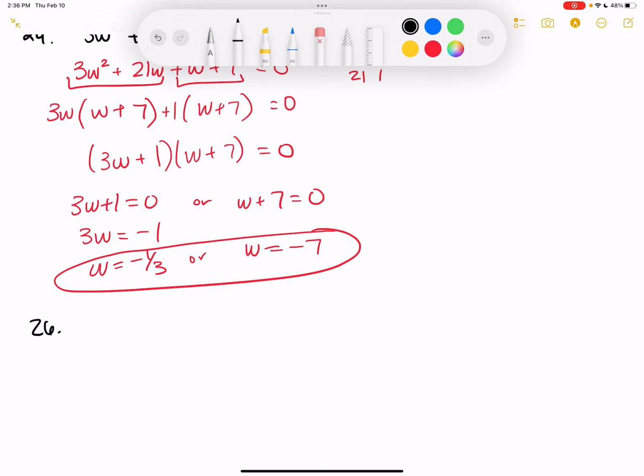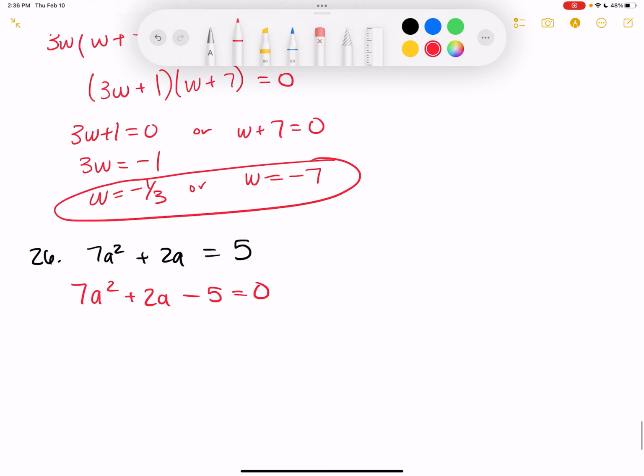26. 7a squared plus 2a equals 5. We've got to have one side equal 0, so I'm going to move the 5 to the left. So it's going to give me 7a squared plus 2a minus 5 equals 0. Arch method, so 7 times negative 5 is negative 35. I need factors of that that add up to give me 2. 7 and negative 5.